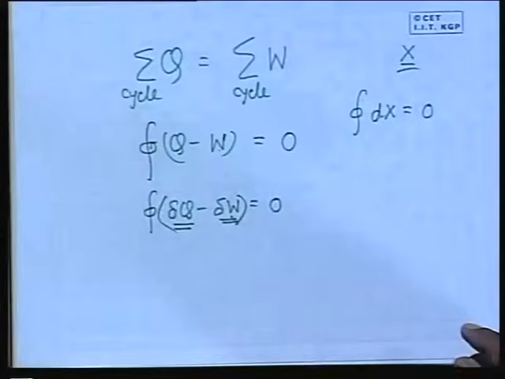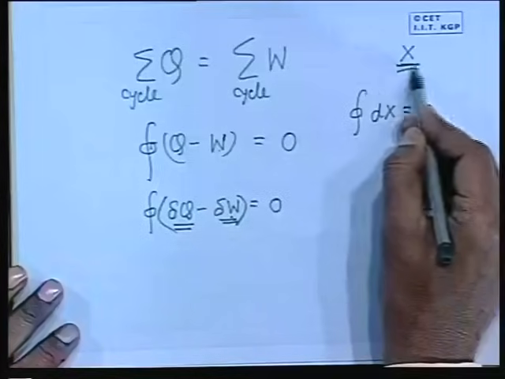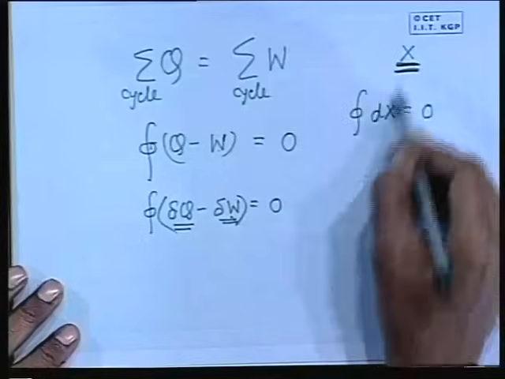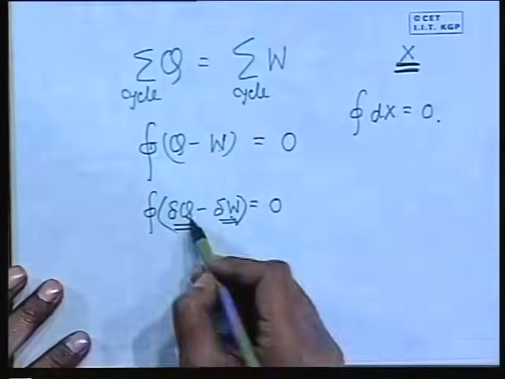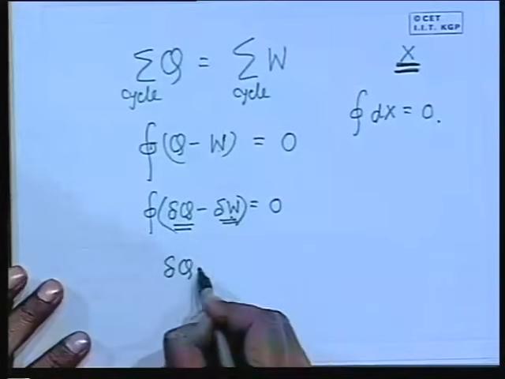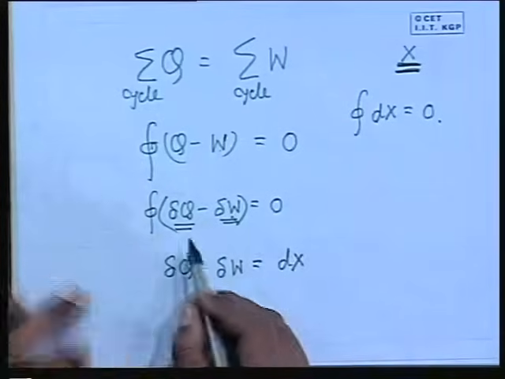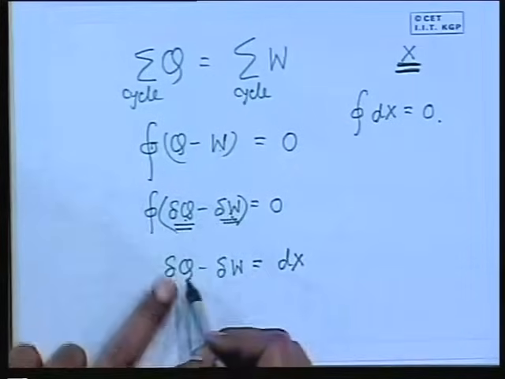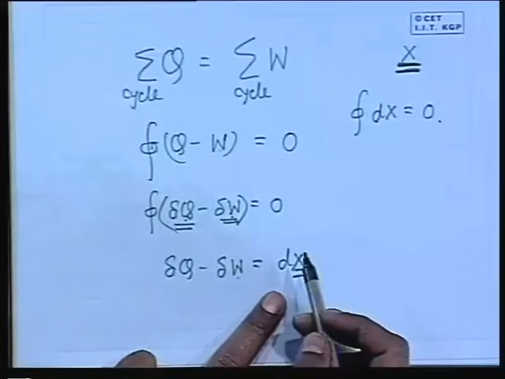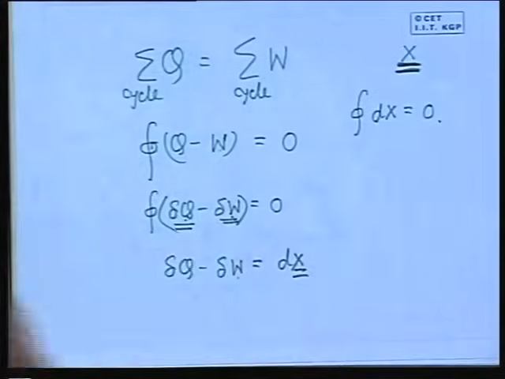In a cyclic process, the property change has to be zero because the system comes back to its initial state. So all properties will be regained to their initial values, and the property change is zero. Therefore, for all properties and all point functions X, this is zero. And if this is so, then obviously one can say that this difference is equal to dX. That means this difference can be expressed by a point function, which we may not know so far.